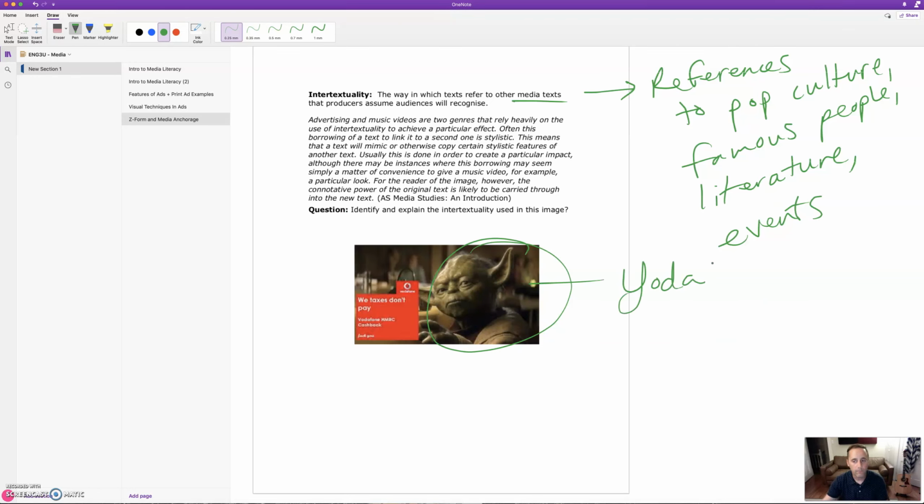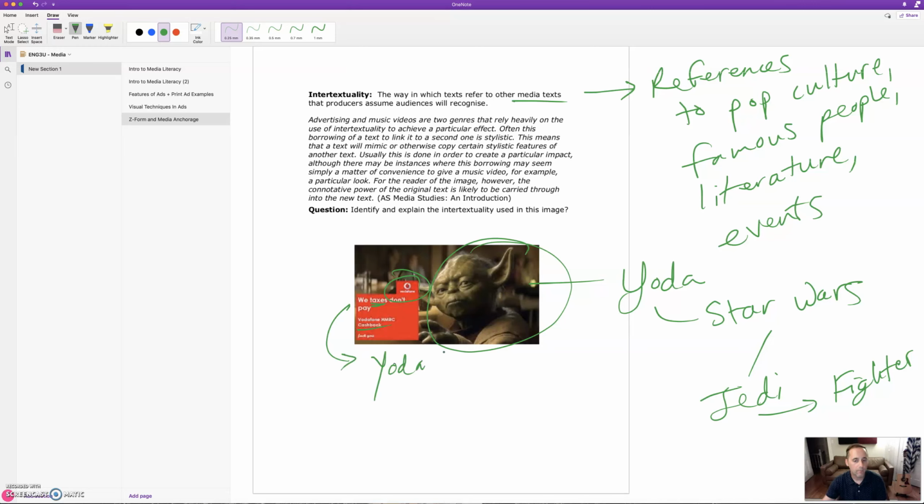Who's this guy? You should immediately recognize him. Okay, Yoda. Okay, what's he from? Star Wars. What's he famous for? Jedi. And he's a fighter. Says, we taxes don't pay. Vodafone cash book. So, Vodafone selling this product, cash book, and saying you don't have to pay taxes, but they put it in Yoda grammar because he talks a little bit funny, right?